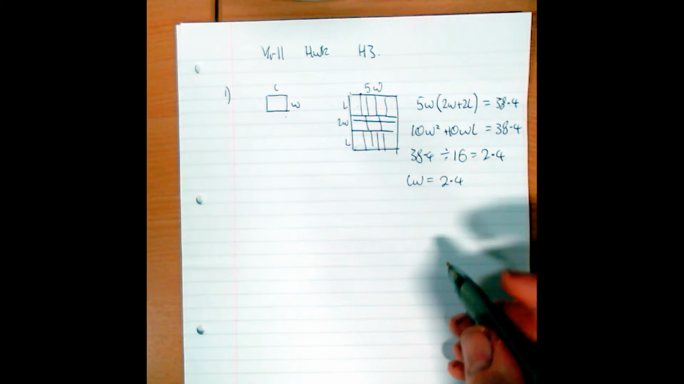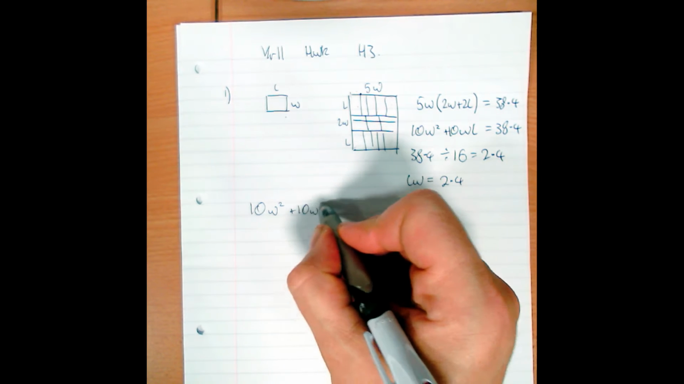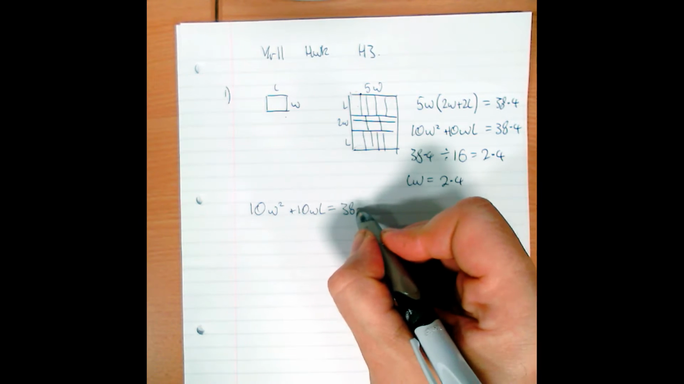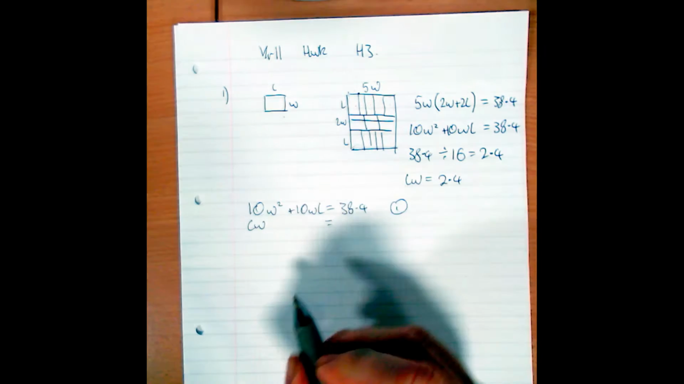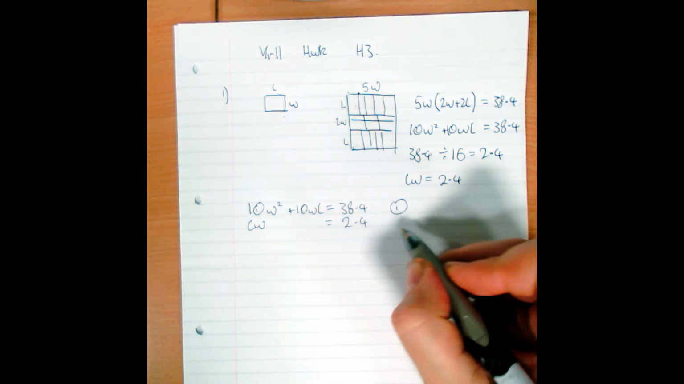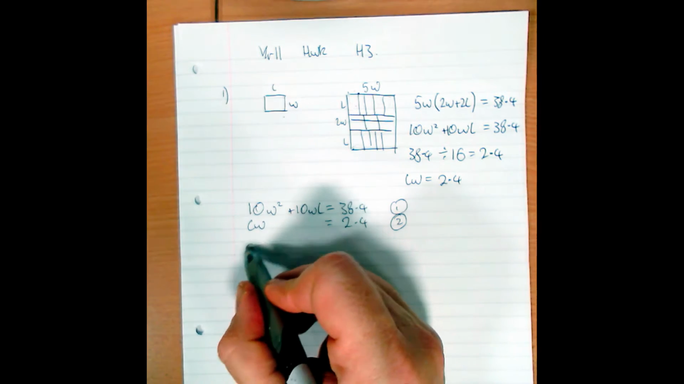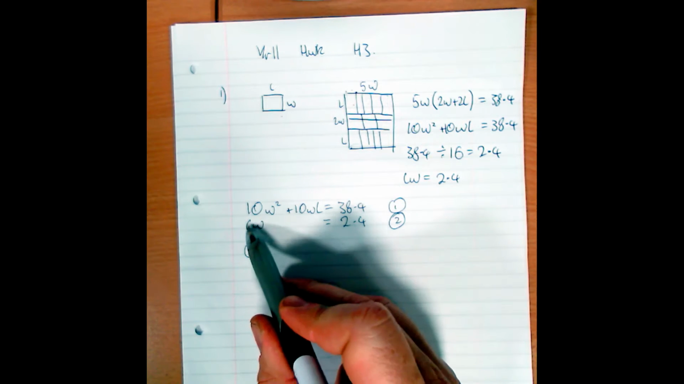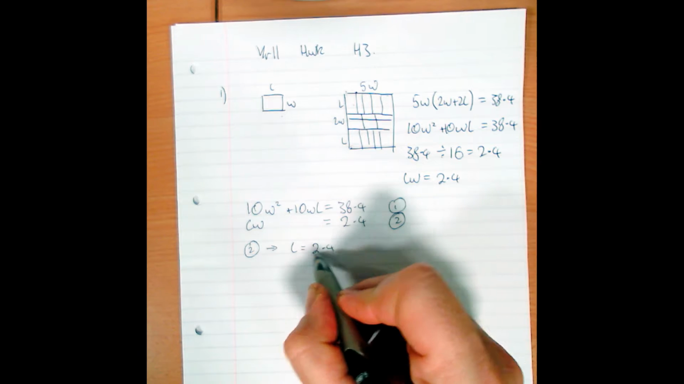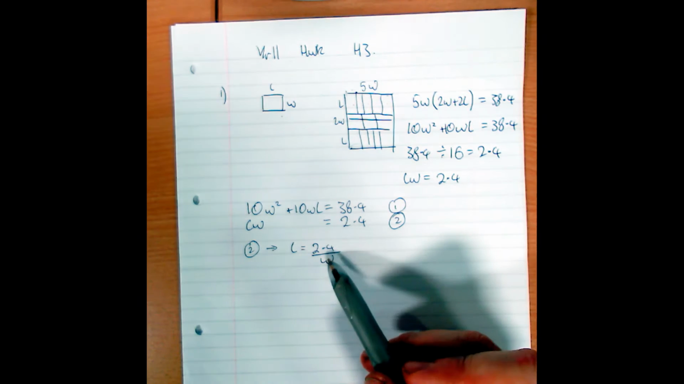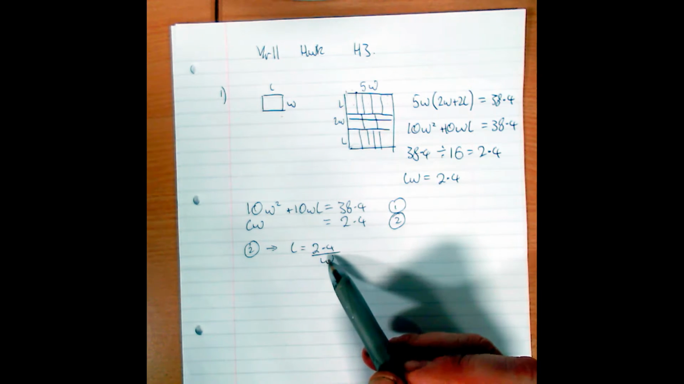Okay, so I've got two equations and two unknowns. I must be able to solve them simultaneously. I'll write them out again. 10W squared plus 10WL equals 38.4. We'll call that equation number 1. LW equals 2.4, let's call him imaginatively equation number 2. From equation number 2, I can divide by W, and that will make L the subject. So L equals 2.4 divided by W, and that means that in equation number 1, where it says L, I can replace it with 2.4 over W.